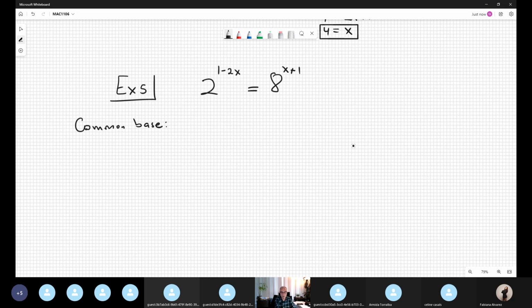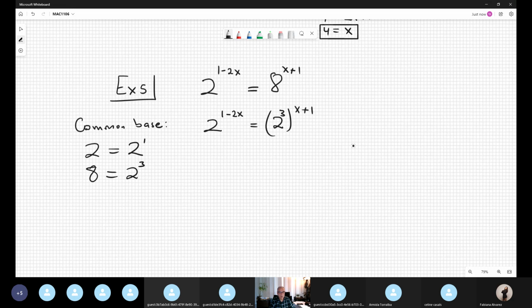What do you think about the common base? 2, 8, 4, 20, 1000. What is the common base? 2. Because 2 is 2, and 8 is 2 to the third power. This is 2 to the 1 power, no? This is 2 raised to the 1 minus 2x is equal to 2 to the third power. You replace 8 by 2 to the third power, raised to x plus 1.